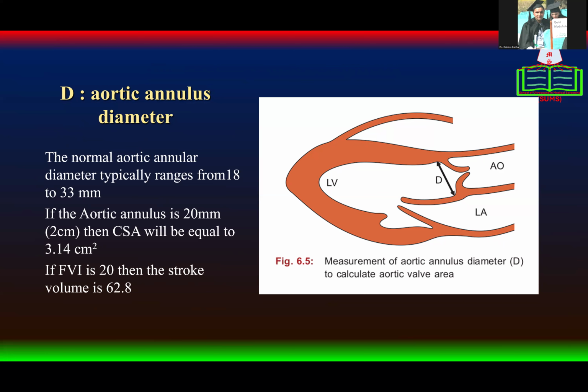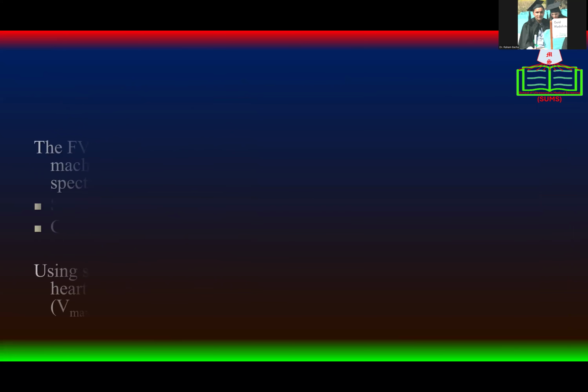And for example, just assume the FVI, flow velocity integral, is 20. Then we multiply 20 with 3.14, and we have the stroke volume, which is 62.8. The aortic annulus can be measured from here. That is too easy. At this region, the annular plane of the aortic valve is a little bit more echogenic. That's why we can measure this diameter more reliably.